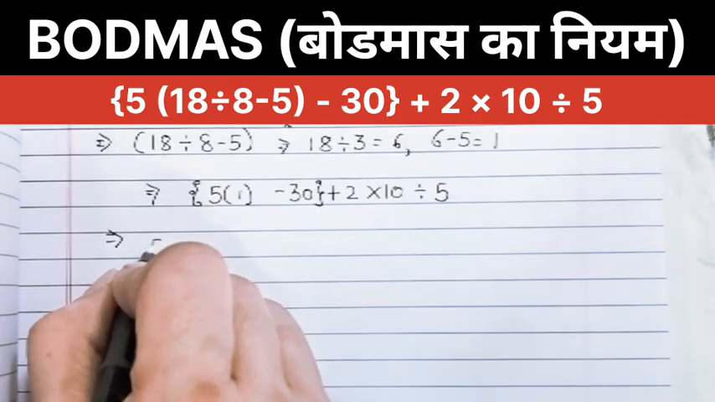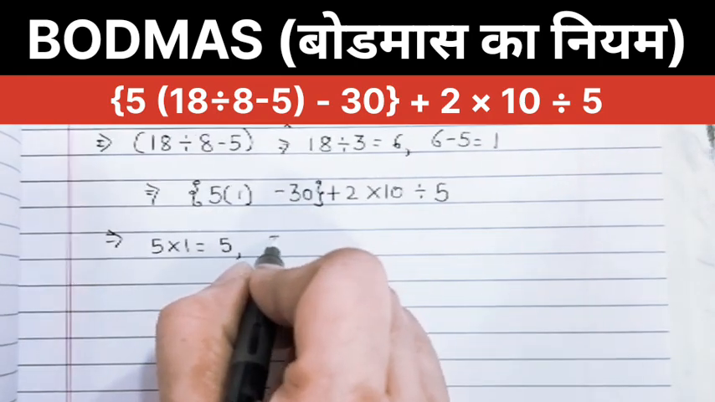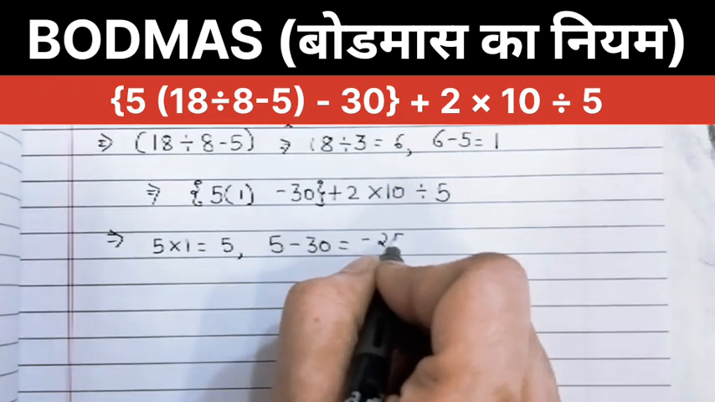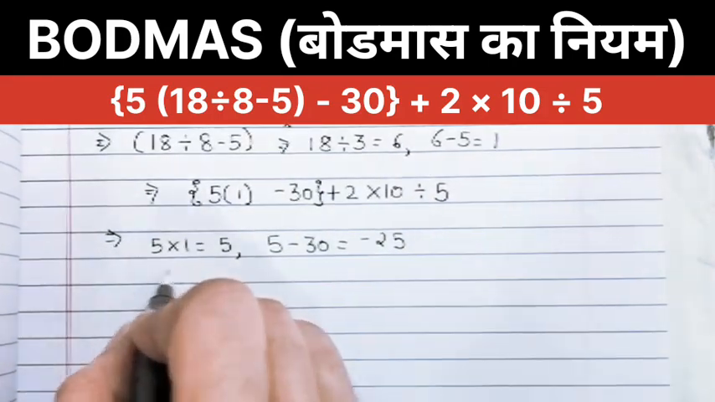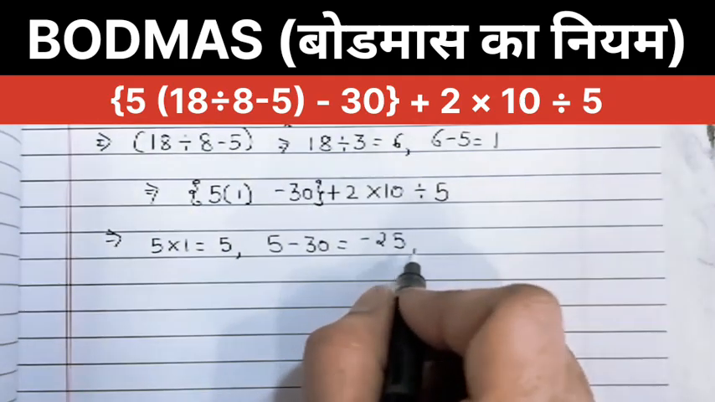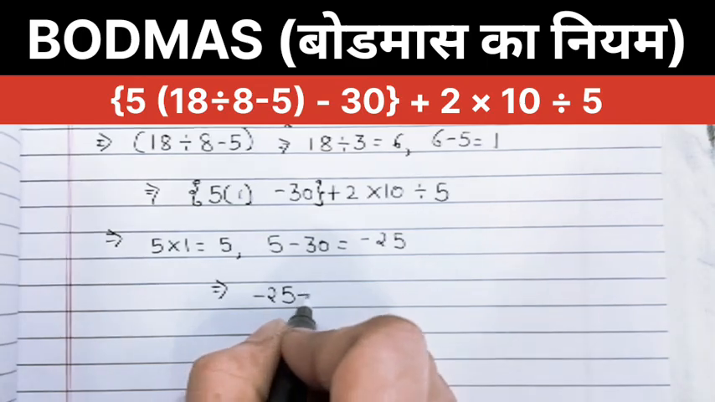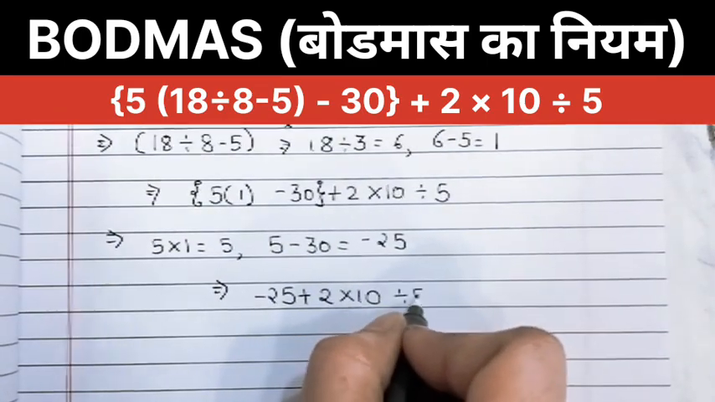Now first 5 into 1 equals 5, and then after we subtract, the value 5 minus 30 is minus 25, because the larger digit has a negative sign. Now according to this step, the curly braces simplify to minus 25. Now the expression becomes minus 25 plus 2 multiplied by 10 divided by 5.